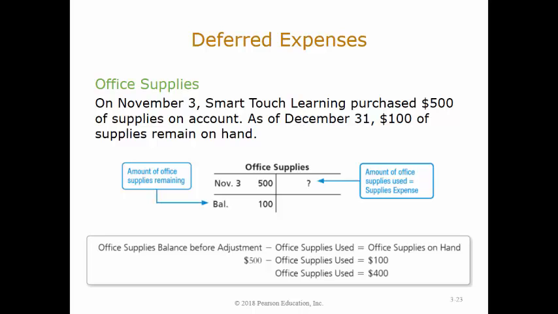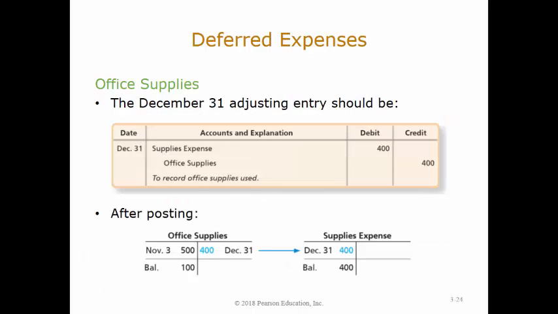This would mean that the current office supplies balance of $500 is no longer a fair representation of the amount of office supplies that Smart Touch Learning currently owns. Therefore, the adjusting journal entry is needed to properly report the correct balance of office supplies on the balance sheet. The December 31 adjusting entry updates office supplies and records supplies expense for November and December. After posting the adjusting entry, the December 31 balance of office supplies is correctly reflected as $100, and the supplies expense is correctly reflected as $400.